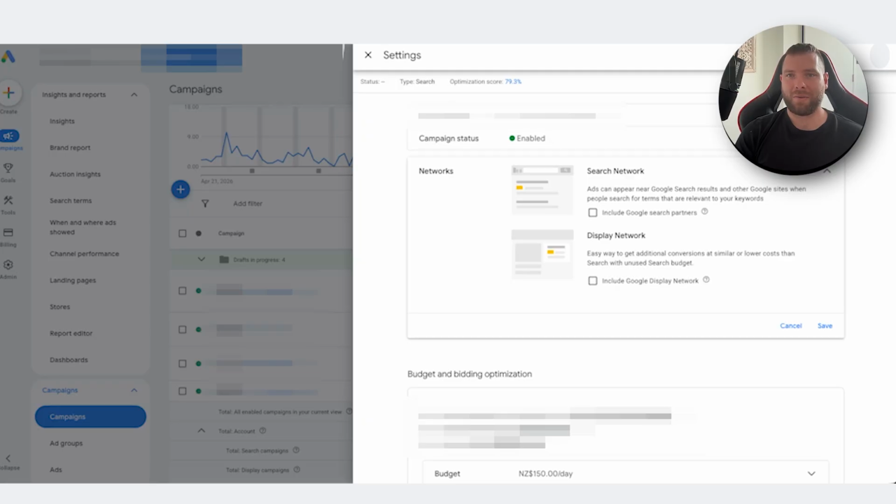Now, auditing your keywords, checking your search terms, and locking down your networks is crucial. And trimming the fat on your keywords is just going to stop the bleeding. It doesn't automatically scale your account or automatically fix a bad structure.